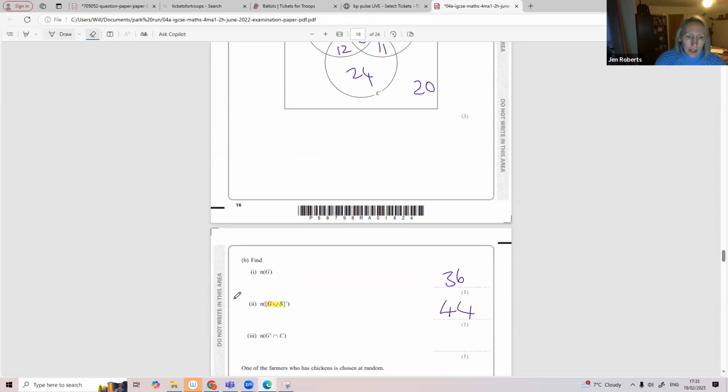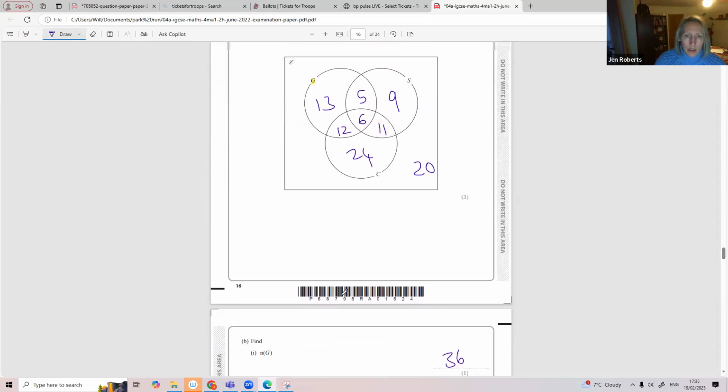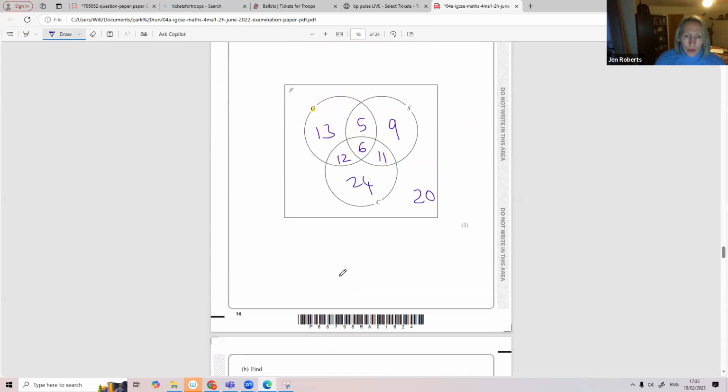This is how I think of this. C and not G. So what's in chickens and not goats? Chickens and not goats. So that's chickens, that whole circle, but it's chickens without the goats. So what's chickens without the goats? Can you just see it's this here, if that makes sense?